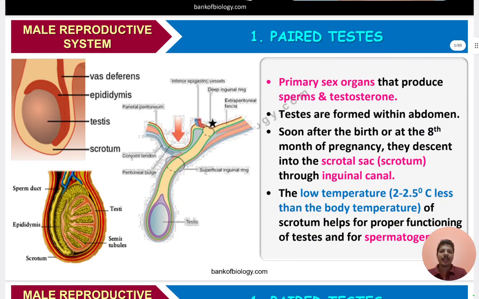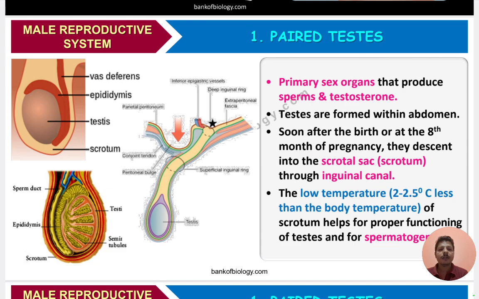First of all, paired testis. Primary sex organs that produce sperms and testosterone hormone. Testes are formed within the abdomen. Soon after birth or at the 8th month of pregnancy, they descend into the scrotal sac or scrotum through the inguinal canal. It is extra data, it is not mentioned in your NCERT.